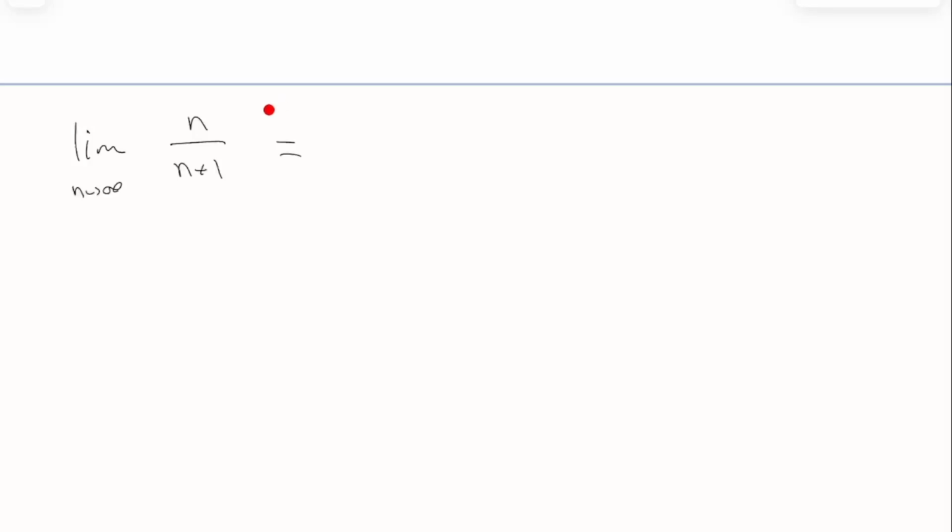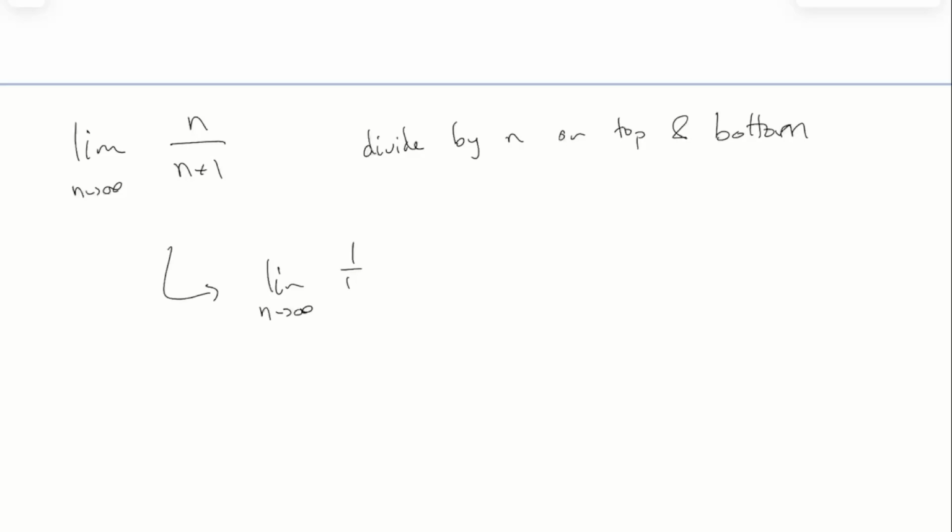Rather than doing that, I'm going to simplify a little bit first, and this is a typical trick that you do when doing limits involving sequences and fractions. I'm going to divide by n on the top and the bottom. This is similar to how you handle rational functions. So this is going to become still lim, n goes to infinity. Dividing by n on the top, n becomes... no, it doesn't. It becomes 1.